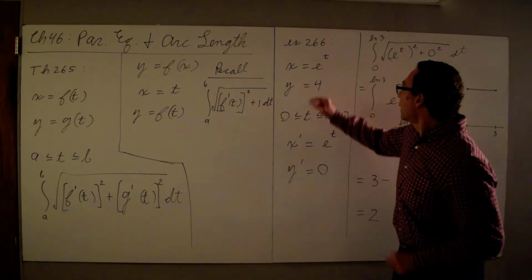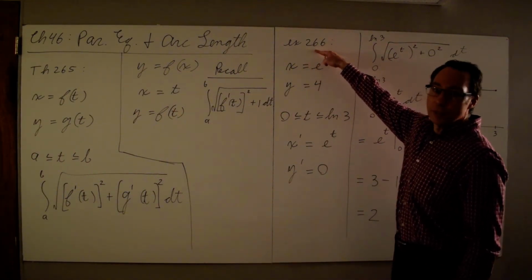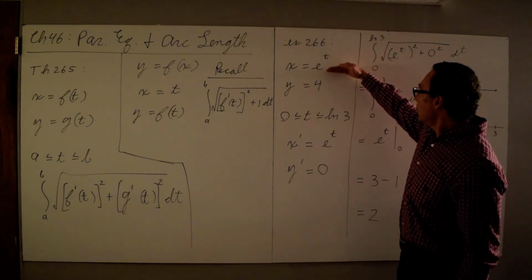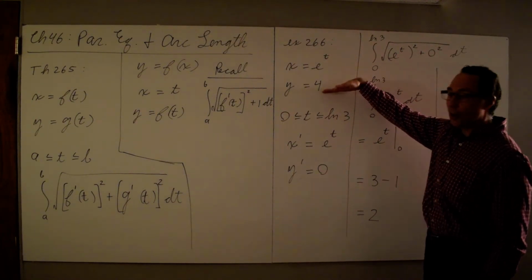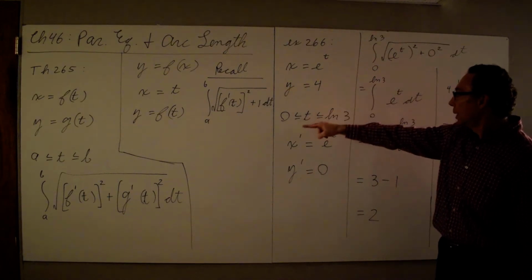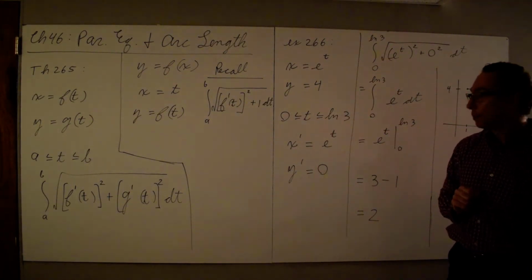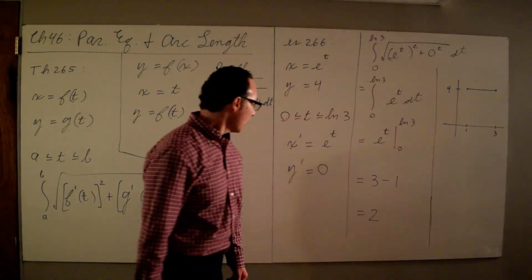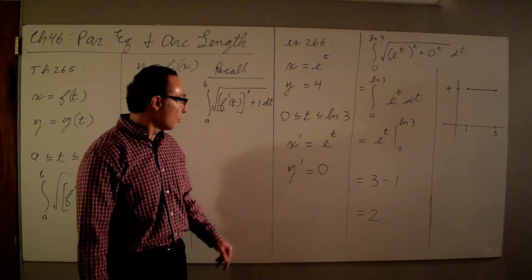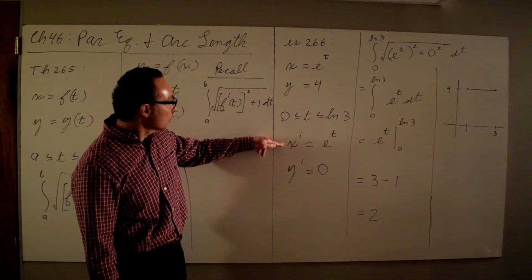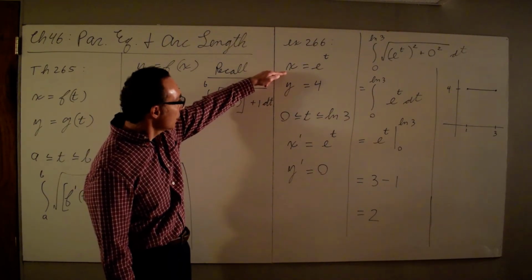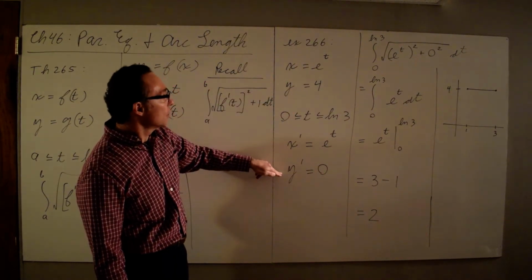We're going to look at example 266. x is e to the t, y is the constant function 4, and t is going to be bound between 0 and natural log of 3. So we start by calculating the derivatives of our parametric equations. x prime is of course e to the t, y prime is 0.